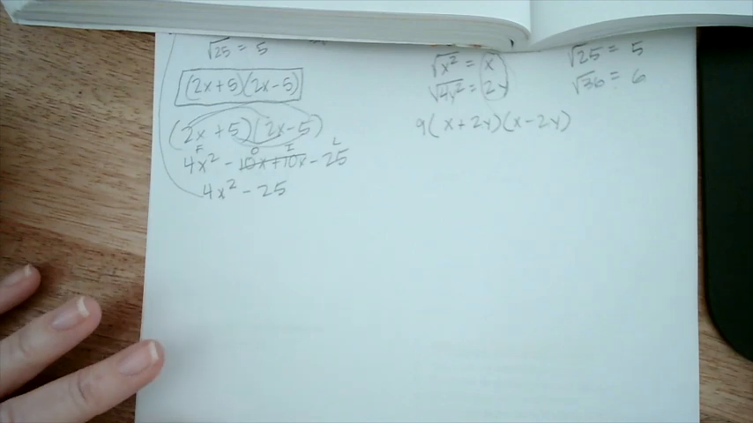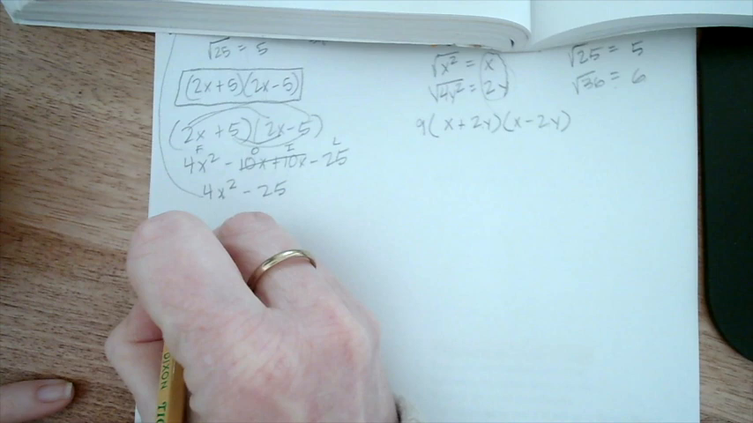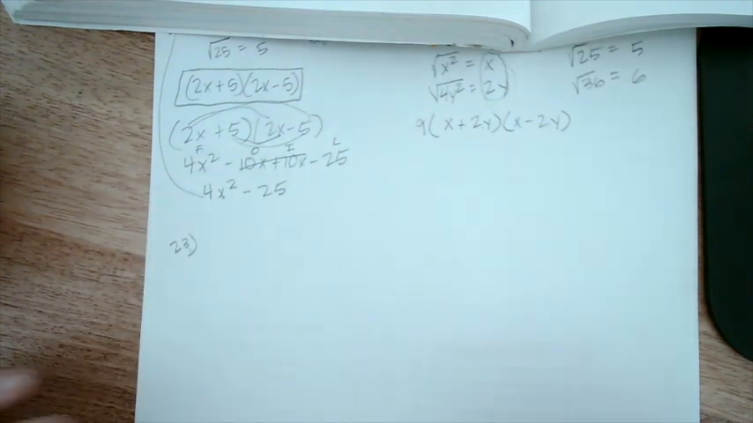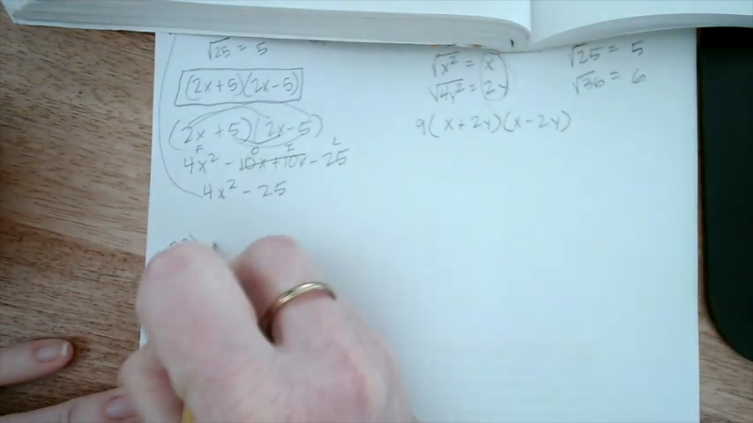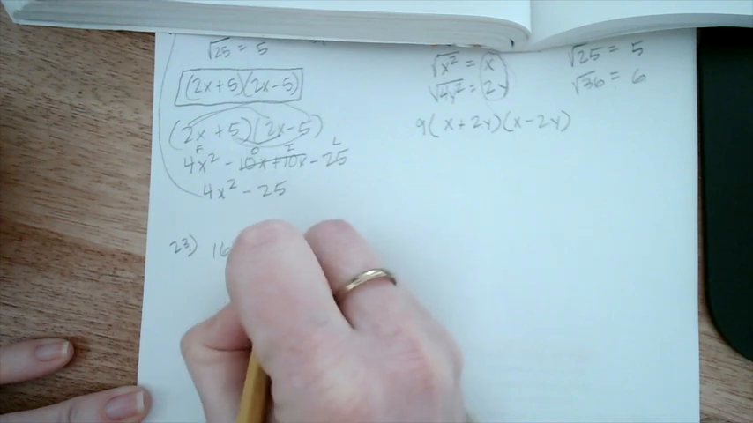Let's see, okay, we're gonna do, this is 23, and it's actually, you're just writing a yes or a no, but that's usually going to mean that you might have to solve it. So the problem is 16x squared minus 49.